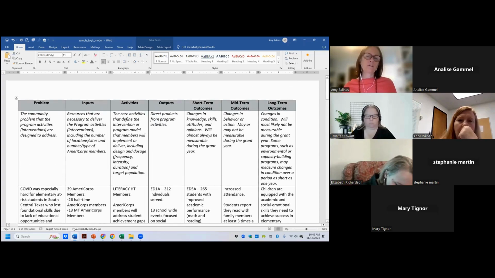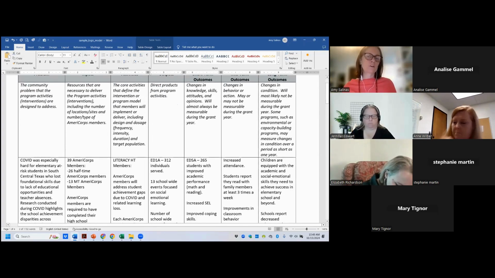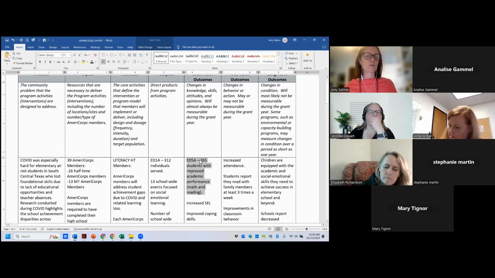And then here's the outcomes. So to start first with the performance measure, the performance measure for this program is focused on the academic piece, because a majority of members are on the academic side. So I chose ED5A, which is the letter number combination for this measure, and it's the number of students with improved academic performance. So I said 265 students of that 312 that we served are going to improve in their academic performance.